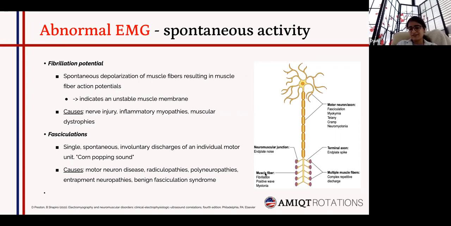A fibrillation is produced from a muscle fiber. So a denervated muscle fiber that has an unstable muscle membrane can fire on its own and generate these action potentials. And this can usually be seen with nerve injuries or with inflammatory myopathies. Whereas the fasciculation is produced from an individual motor unit. And so we would get involuntary discharges of the motor unit, which would be irregular. And although this can be a normal finding that can be seen in benign fasciculation syndrome, this is a very important finding to recognize in motor neuron disease and can contribute to the diagnosis.